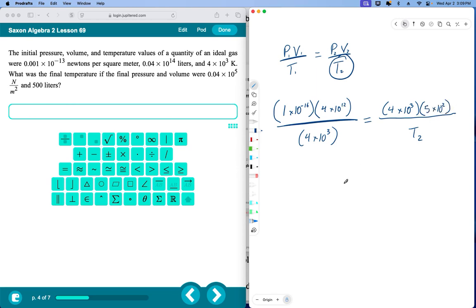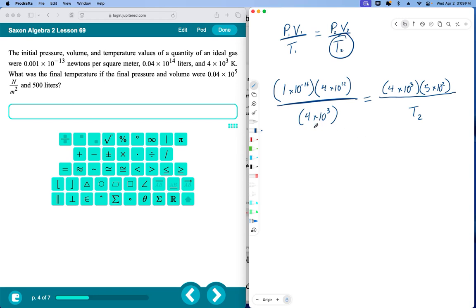Okay. All right. So I'm going to take a minute and rewrite it with T's. So 1 T to the -16 times 4T to the 12th power over 4T to the 3rd power equals 4T to the 3rd power times 5T to the 2nd power over the final pressure.